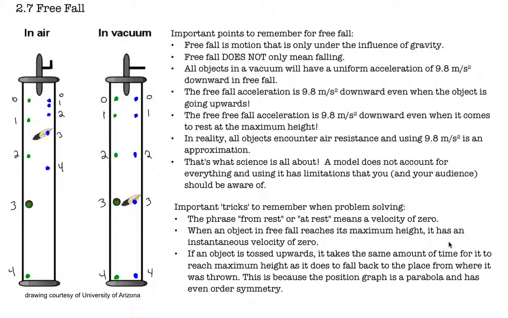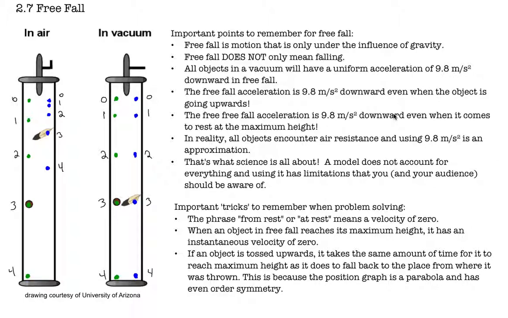But what we are seeing here is that if you can get rid of the effects of air resistance, all objects, regardless of their mass and regardless of their shape, should fall with the same acceleration. And that acceleration you can get from doing an experiment like we'll do in class. It ends up being 9.8 meters per second squared.